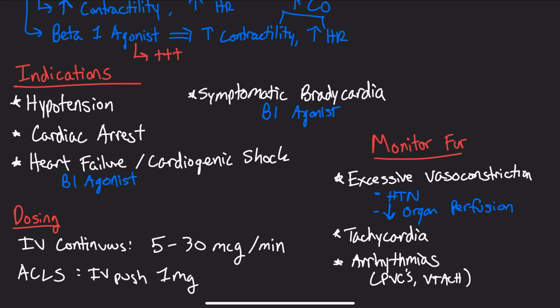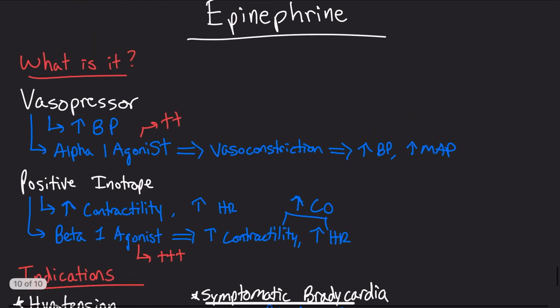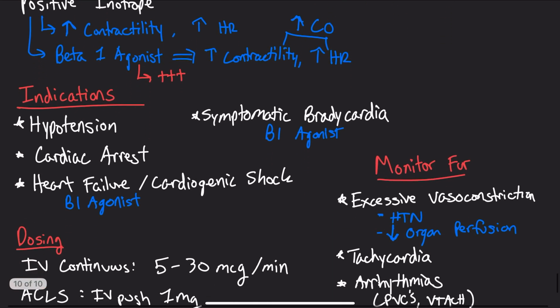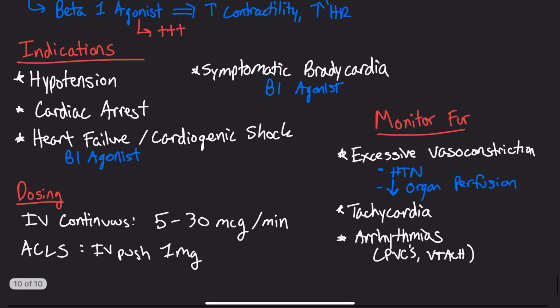Okay, so this is just a very basic, very general overview of epinephrine. Like I said, it's a vasopressor. It also has some positive inotrope effects, mostly indicated for hypotension. You'll see it in cardiac arrest, the ACLS protocol, heart failure, and symptomatic bradycardia. You've got your dosing there, and things you're going to want to monitor for are excessive vasoconstriction, tachycardia, and tachyarrhythmias as well.